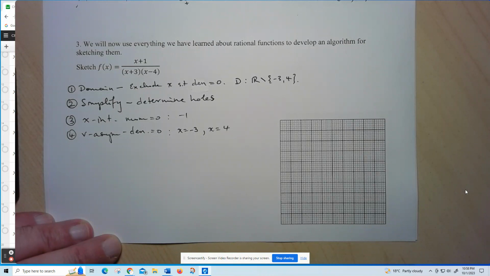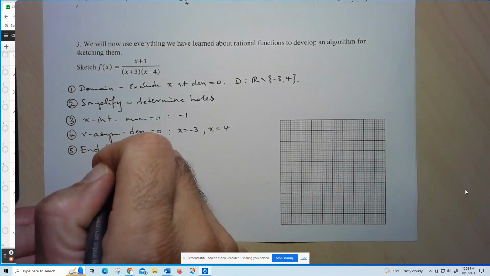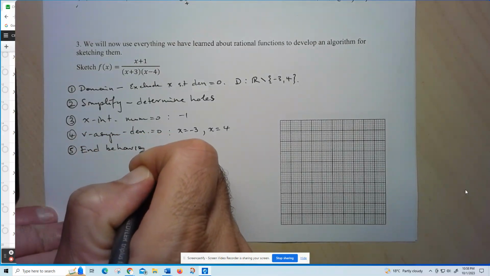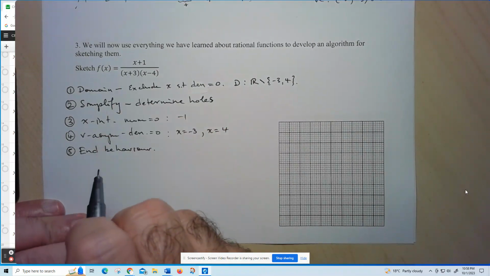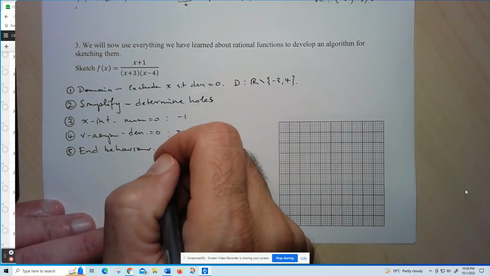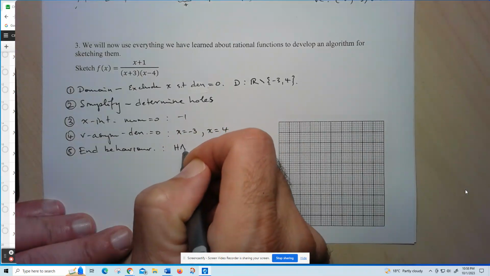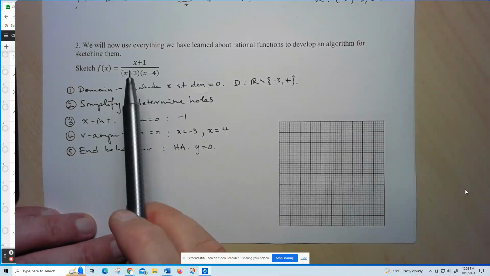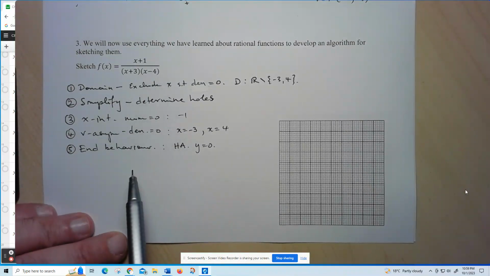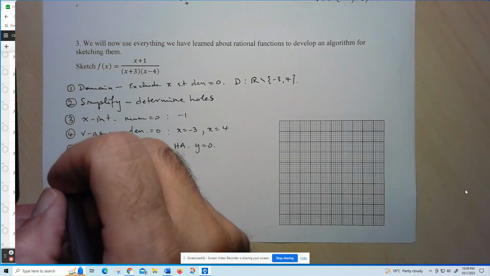Next, determine your end behavior. Now here, the end behavior is very easy because the denominator has a larger degree than the numerator. So here, we know that the end behavior is just going to be a horizontal asymptote of y equals 0. If the numerator had the higher degree, there would be, as we saw earlier, more work to be done. But determining the end behavior, now we have it.